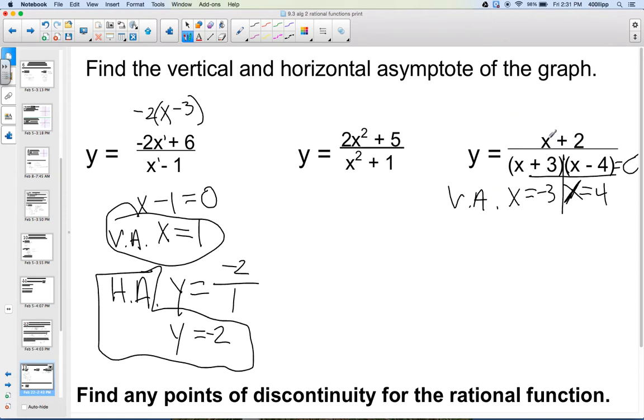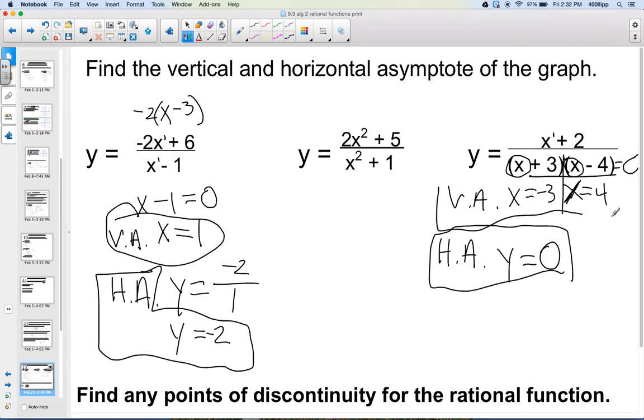Here, we have a degree of 1 in the numerator, but in the denominator, we have 2 x's. Meaning if I was to multiply this out using FOIL, I would have an x squared in the denominator. So therefore, the degree is bigger in the denominator, and when the degree is bigger in the denominator, you always have y equals 0 as your horizontal asymptote.